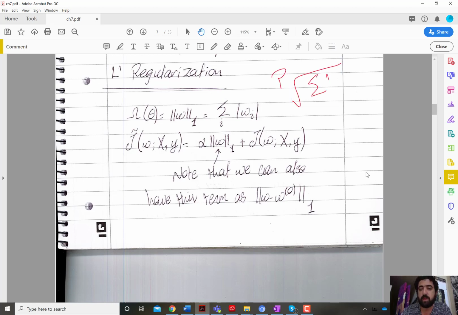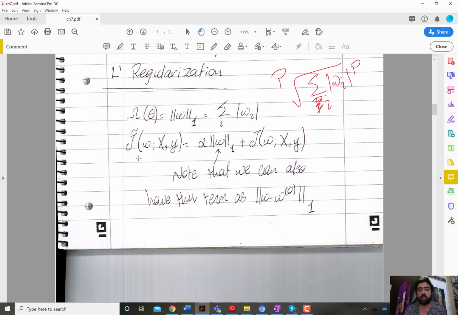So just to make things more systematic, in general an LP norm is the P-th root of the sum of the pth power of the absolute value of the weights, and any vector in general. So that's why the sum over i. That's why L2 regularization refers to the square root of the sum of the squares, and L1 regularization basically refers to the sum of the absolute value of the weights.